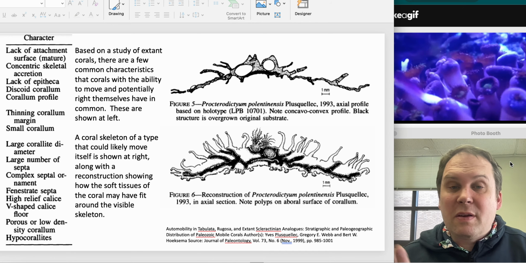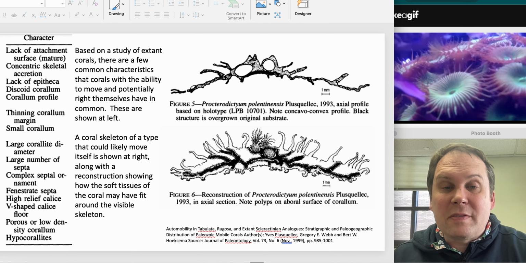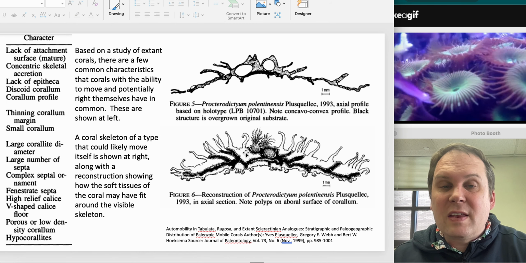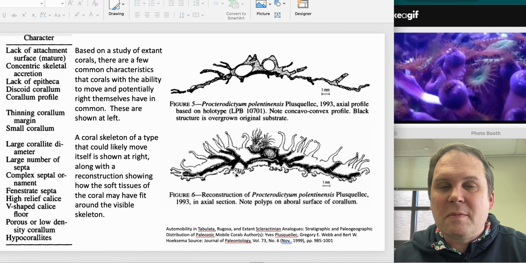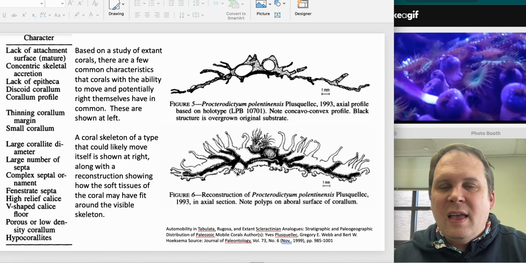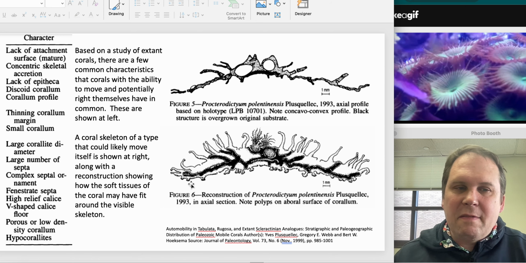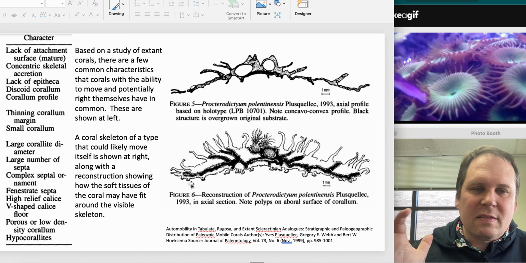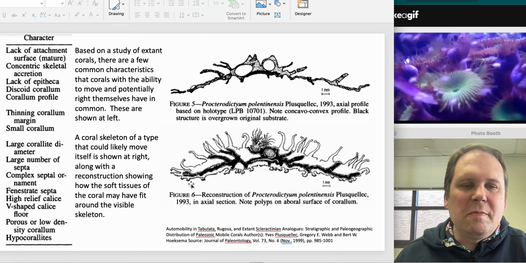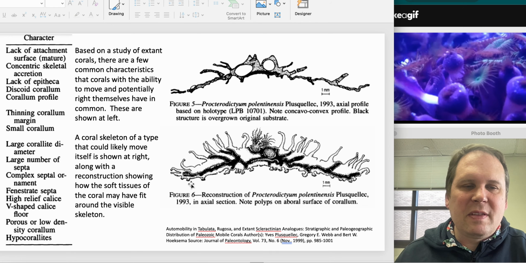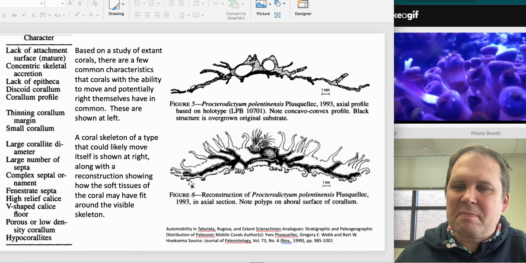These particular tabulate corals have hollow chambers inside, some of which connect inside of the cups, and some of which may connect to the outside. And would presumably have something like little tentacles on them for movement or fending off potential predators or parasites, something like that.